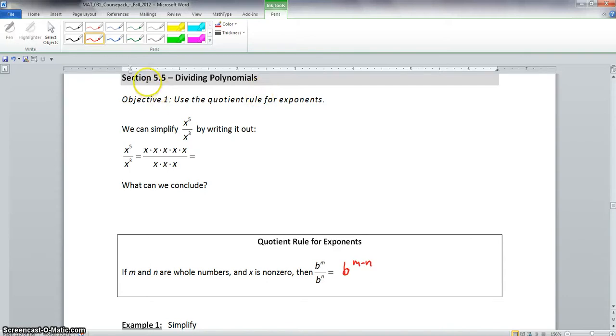Okay, class, we're starting on section 5.5, dividing polynomials. Objective 1, use the quotient rule for exponents. We can simplify x to the fifth over x to the third by writing it out, which we have here.